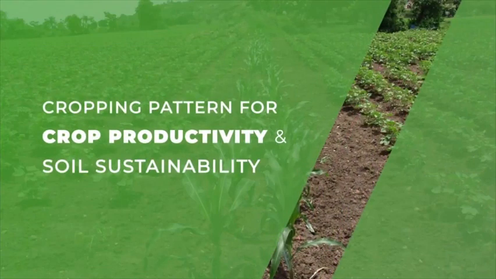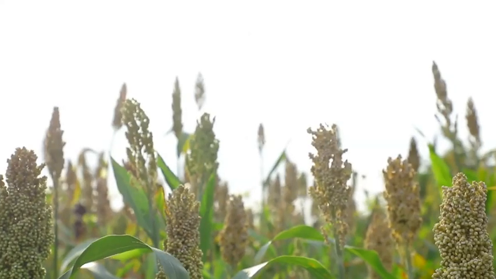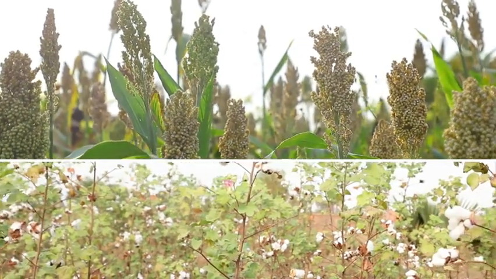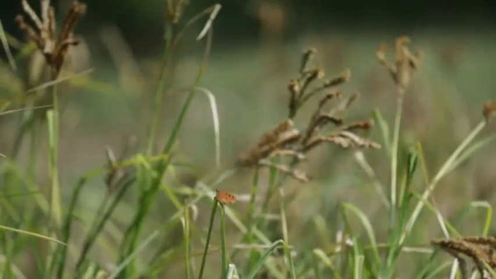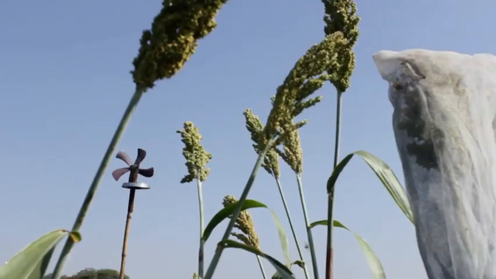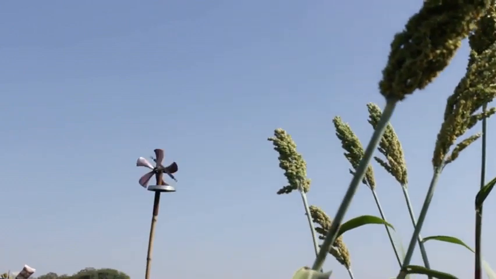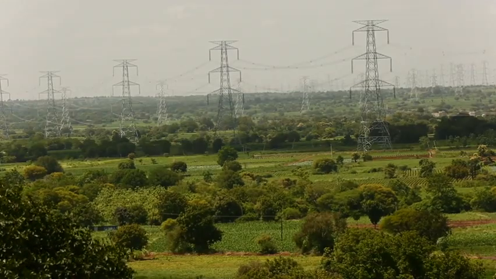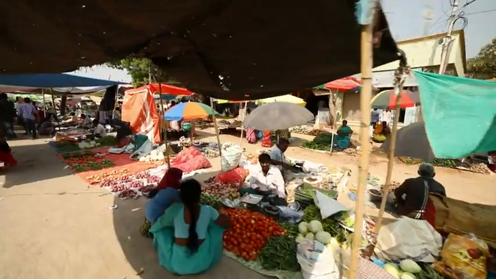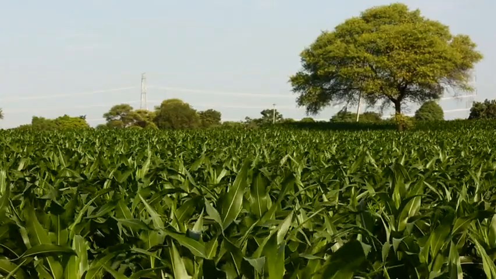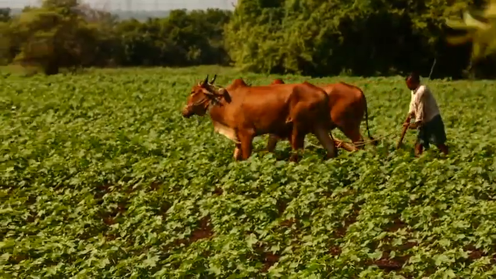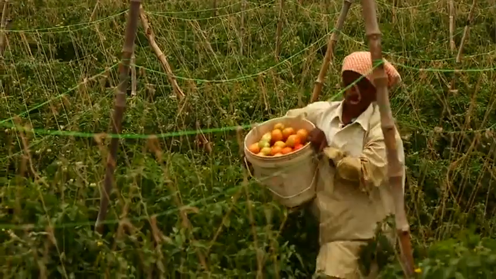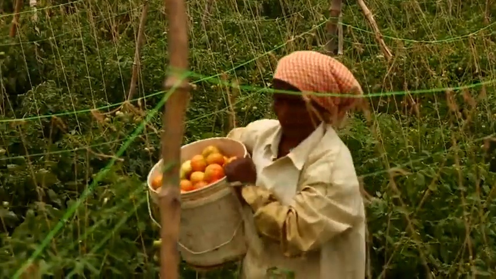Cropping pattern for productivity and sustainability. Cropping pattern refers to the proportion of area under different crops at different points of time. The cropping pattern is dependent on various factors like the agroclimatic condition of the region, availability of resources like land and water, market forces, socio-economic condition of the farmers, and change as per the available resources. This video will cover the factors affecting the cropping pattern in India, their benefits, and the suggested crops.